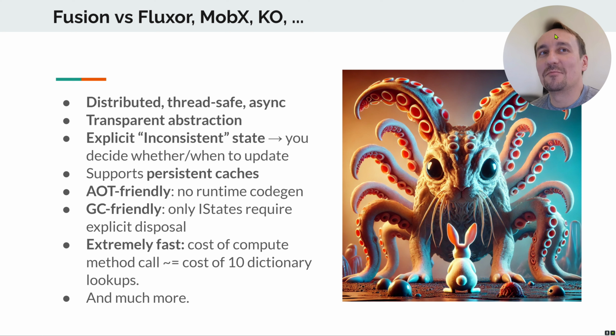There is a bunch of comparison slides for Fusion versus some more well-known abstractions. So for state management abstractions like Flux, MobX, and Redux, and there are many of them, I think the key difference between Fusion and them is that Fusion is distributed, of course. Then it's also thread safe and asynchronous. And that's important because this is what makes Fusion a fit for the server-side piece. So you don't have to use it on the client. You can use it just on the server side.